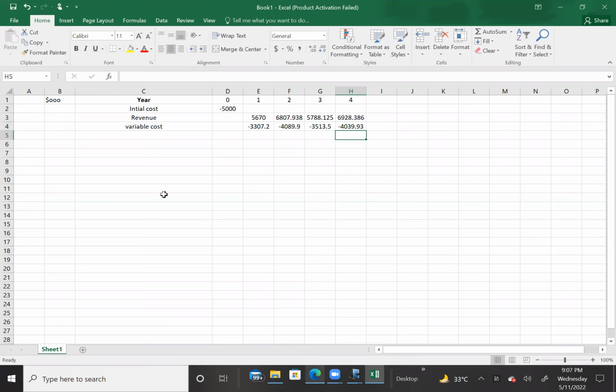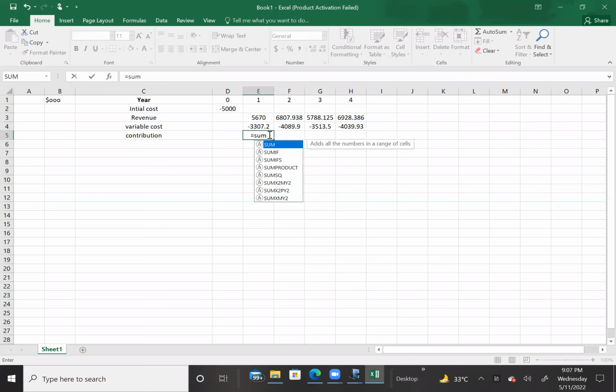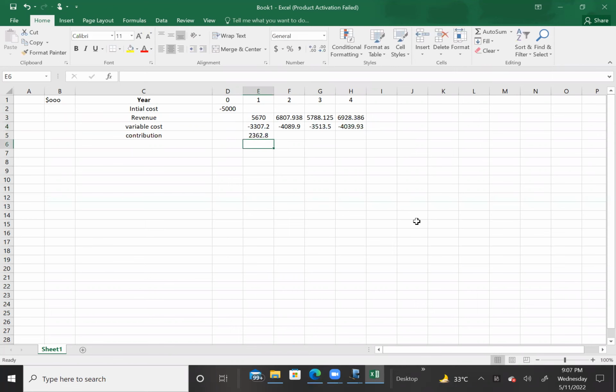So this is the variable cost, and if we want to determine the contribution, we can do it. It is not compulsory, but if anyone wants, he can do it. So equal sum, bracket open, select these, press enter, we get the contribution. Then come to this corner and drag the cell, the formula will be automatically copied. And this function is available in the ACCA practice platform as well. It will save a lot of time. You get this?